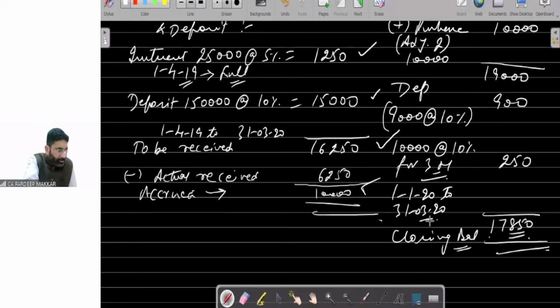Is that clear? Very good. Those who are doing with me, that is better. They can solve it with me, but don't note it down. Okay? Solve करने में मजा आएगा.